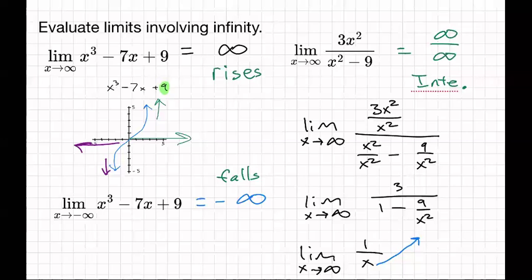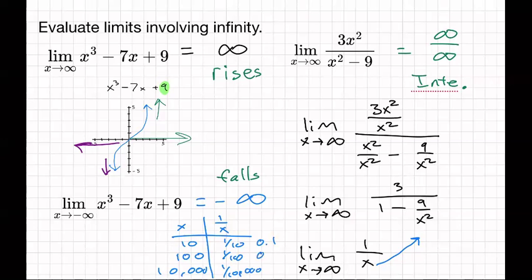Well, let's do a quick table. If you take x, and we're just doing 1 over x, we plug in, say, 10, 100, and 10,000. You get 1 over 10, 1 over 100, and 1 over 10,000. What you're going to see in the pattern here is you get 0.1, 0.01, and then it's what?